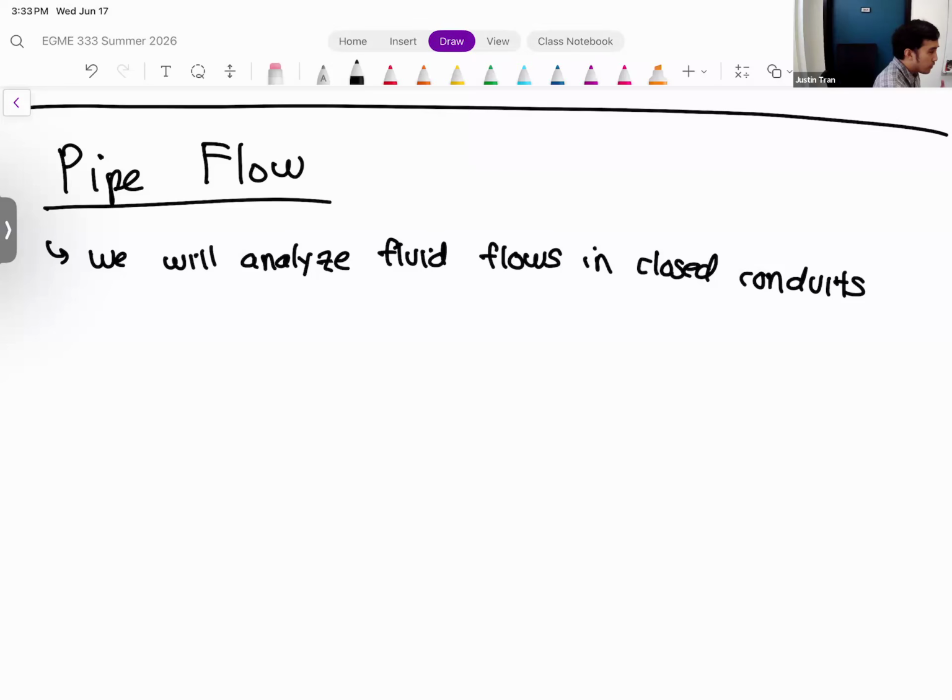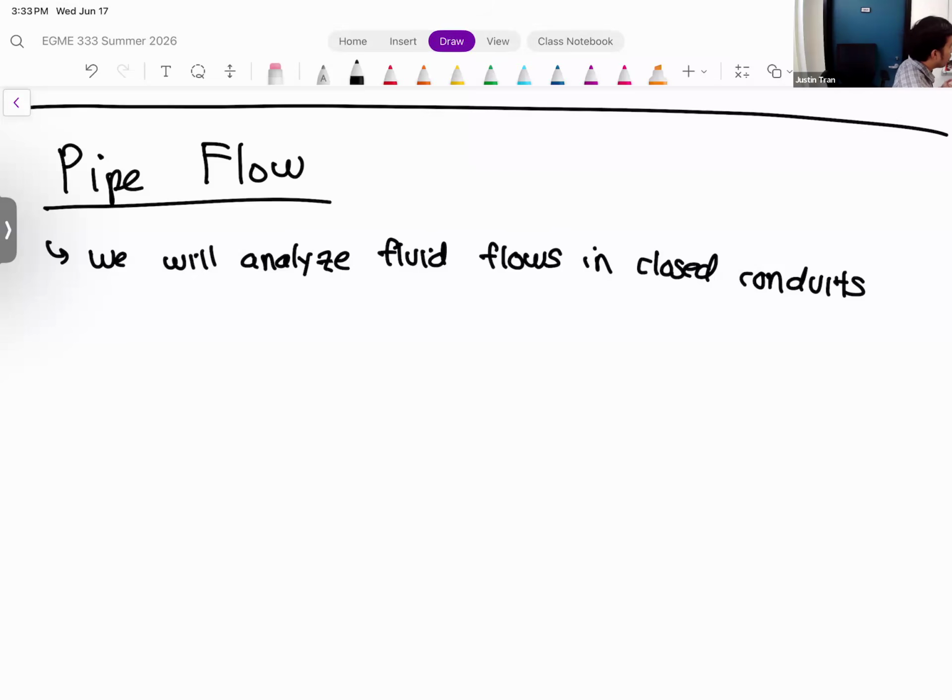And so even though this subject is called pipe flow, normally when you think of a pipe, you think of a cylindrical pipe, but all this theory is relevant for any kind of rectangular ducts or anything like that. So as long as the flow is completely contained, in some kind of long tube-like structure, I would consider that a pipe.